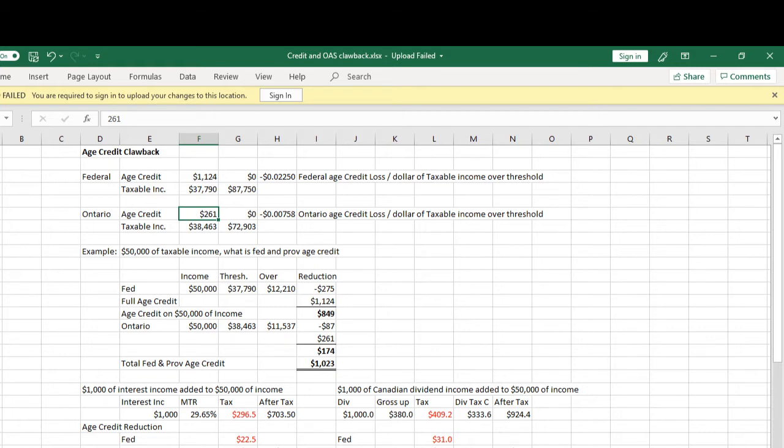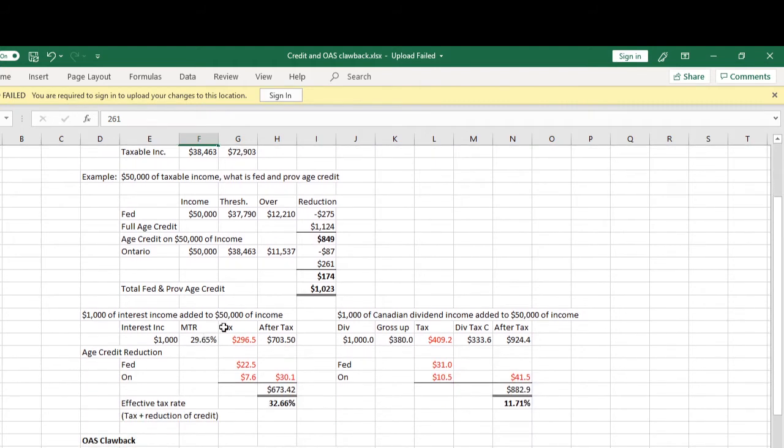Okay, so let me show you this. Let's say I get $1,000 of interest income. My taxable income is 50, and then I get $1,000 of interest income. How does that $1,000 of interest income affect me? Okay, first of all, I have to pay tax on that. So with income of $50,000, I'm in the close to 30% marginal tax bracket. Tax on that is $296.50. My after-tax on that $1,000 of interest is $703.50.